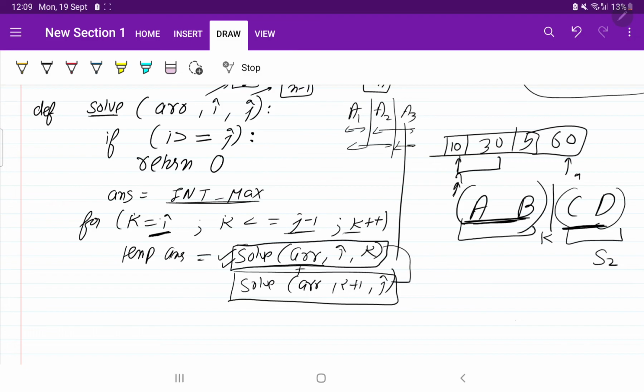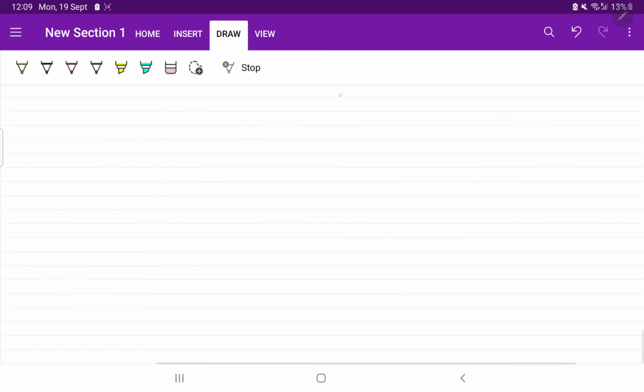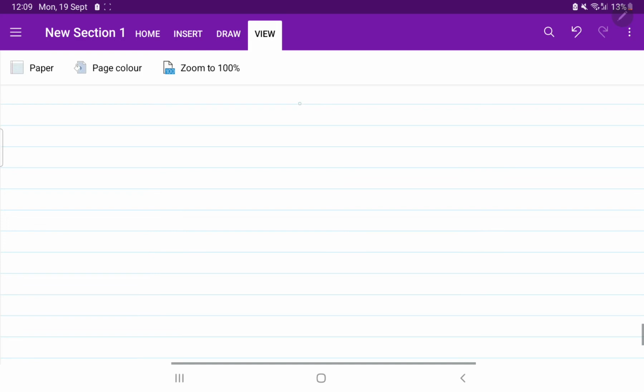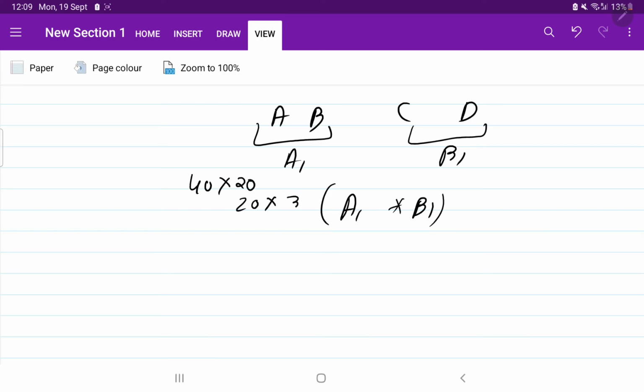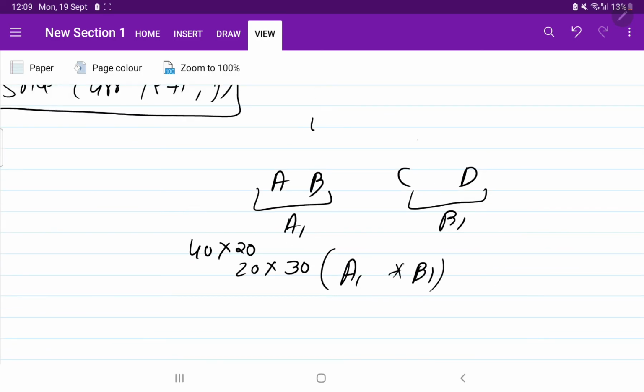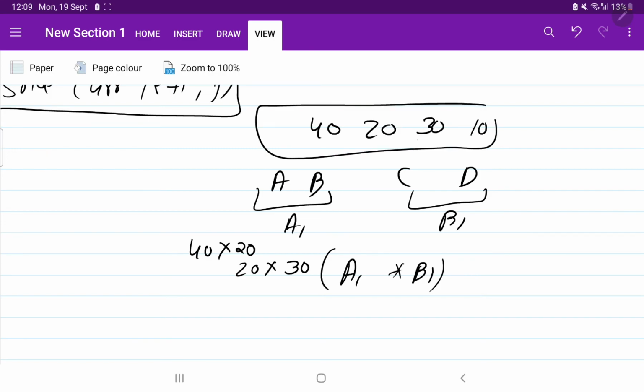Perfect. So let us take that example again. Suppose A, B, C, D are there. This is, let's say, A1, this is B1, and then we need to multiply A1 into B1 finally. So first of all, let's say A is 40 into 20, B is 20 into 30. The elements are like this: 40, 20, 30 and 10. These are the elements in the array.